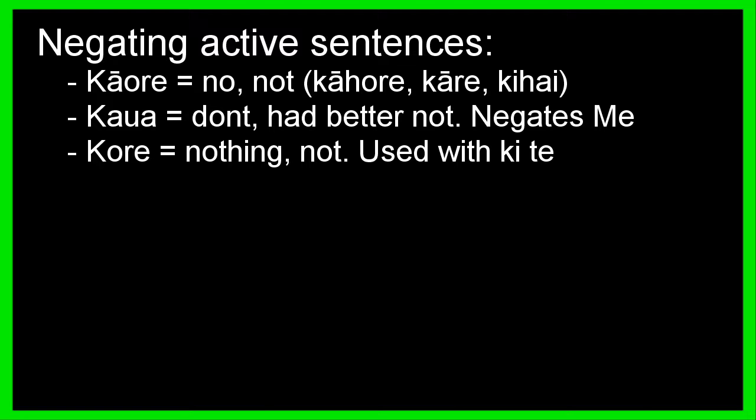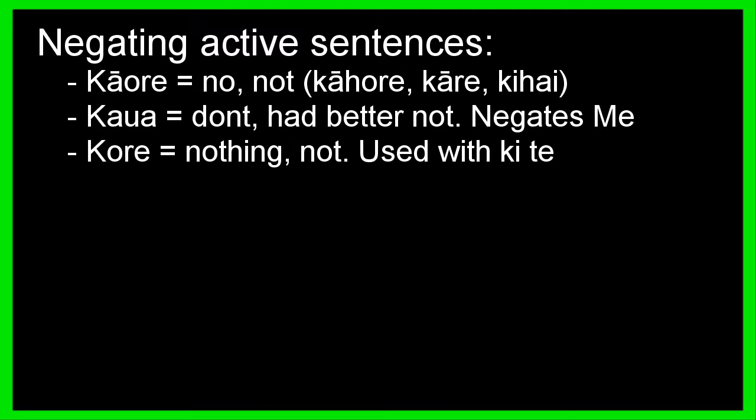Kaua means don't or had better not. This is the negative word for active sentences that start with me. Kore, meaning nothing or not. This is used with the ki te sentence starter to say if something doesn't happen.